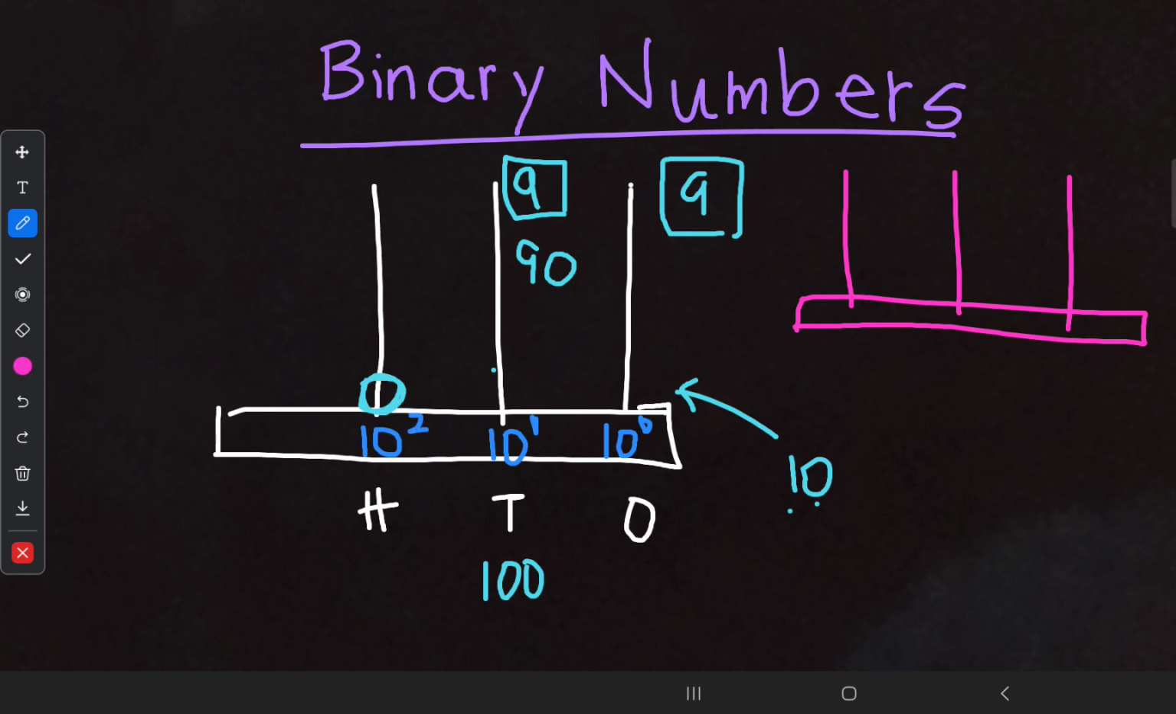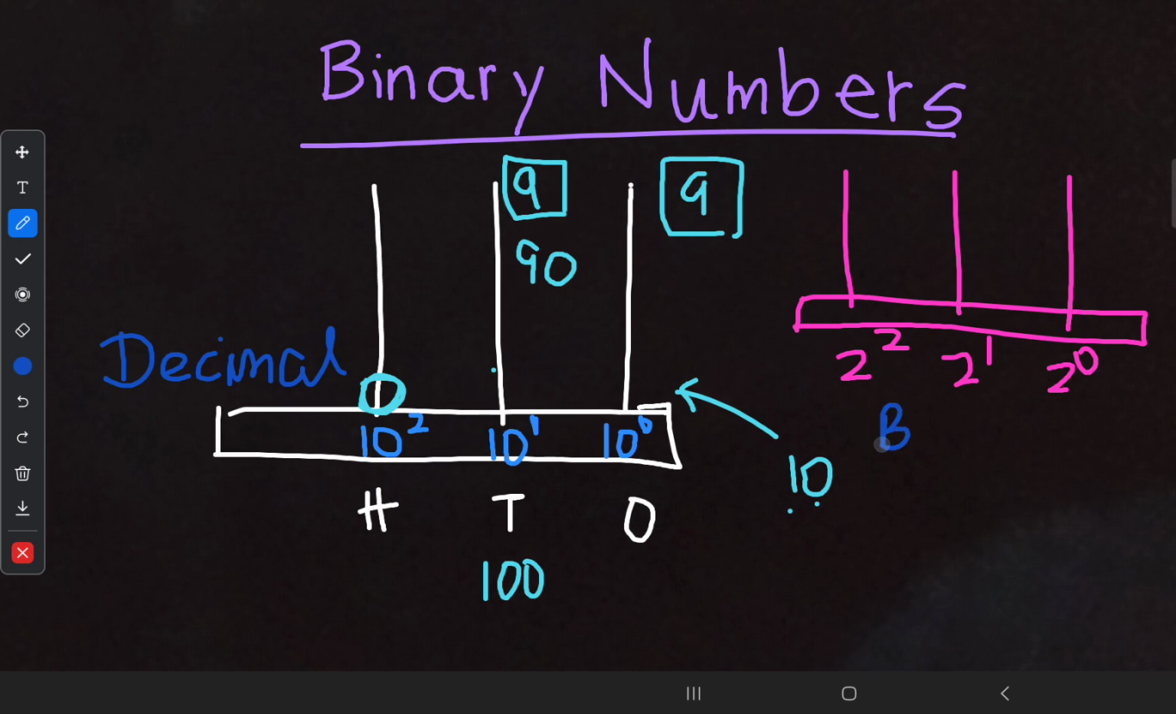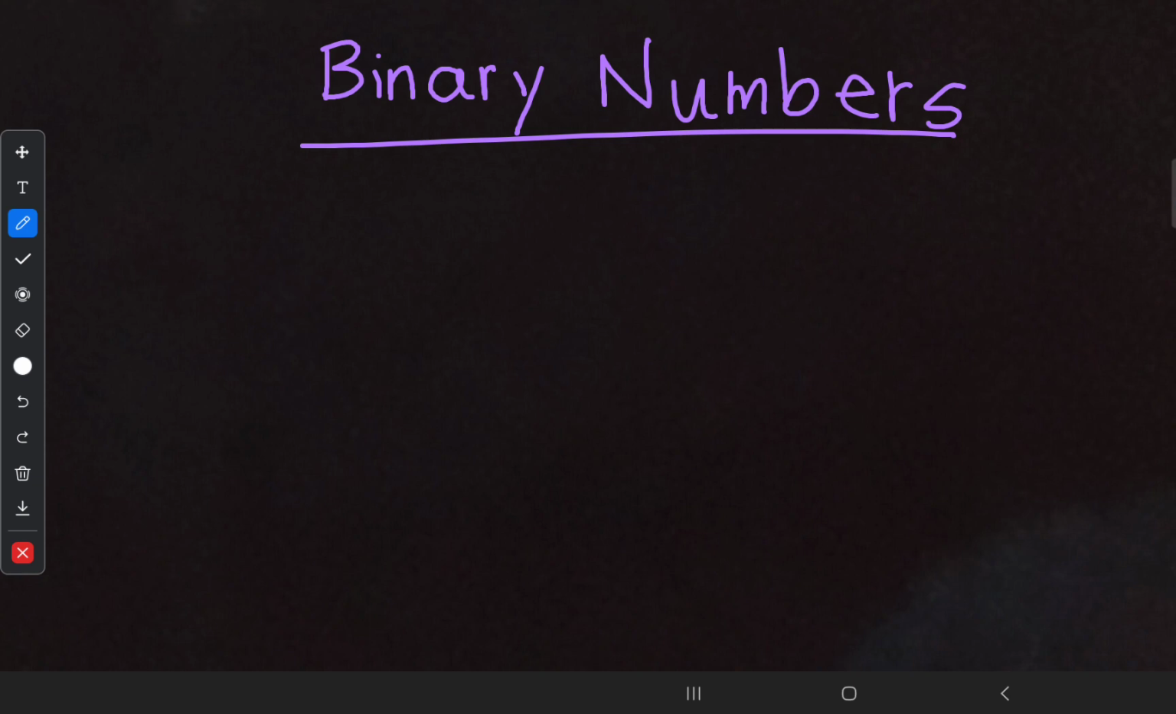Similarly, in binary numbers, we use 2 to the power of 0, 2 to the power of 1, 2 to the power of 2. In decimal numbers, the base should always be 10. In binary numbers, the base should always be 2. This is the only difference between decimal numbers and binary numbers. First thing, we are going to find powers of 2.